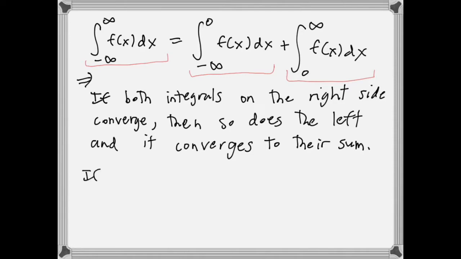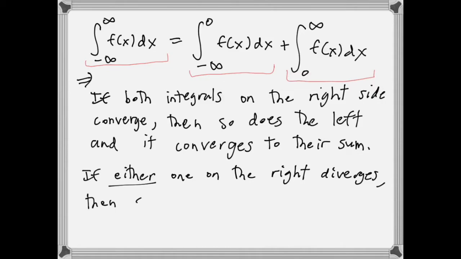However, if either one on the right diverges, then so does the integral on the left. Okay, so what that means is that the only way that the integral on the left can converge is if both integrals on the right do. If either one doesn't, then you can say that the one on the left does not either.